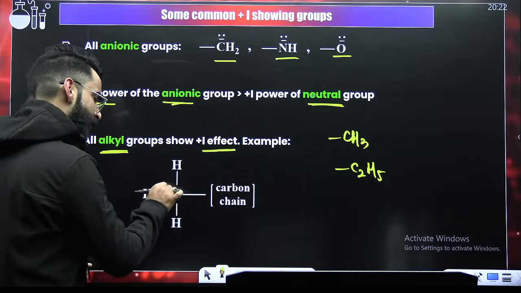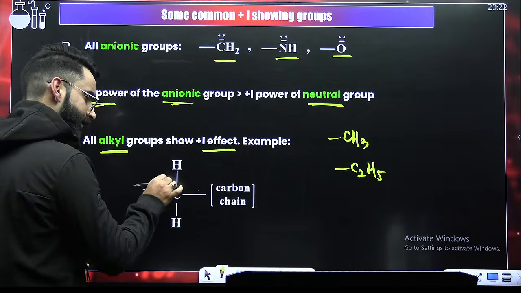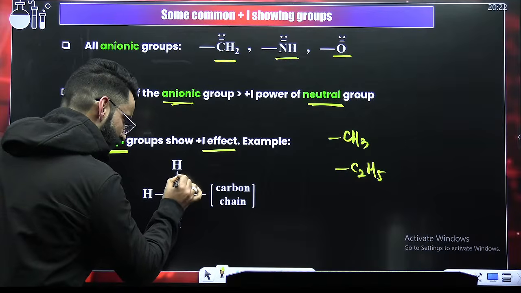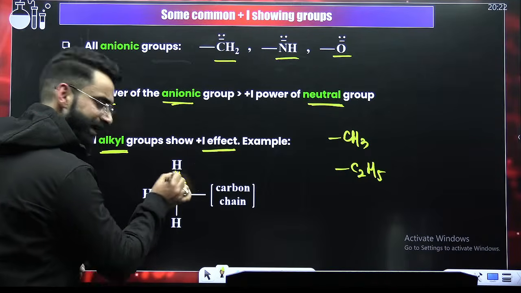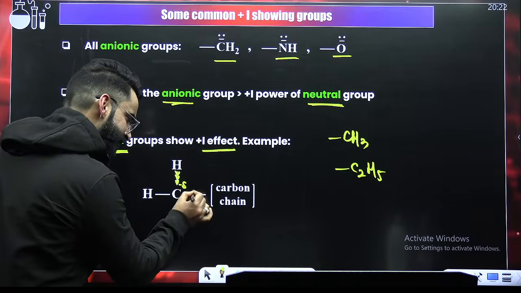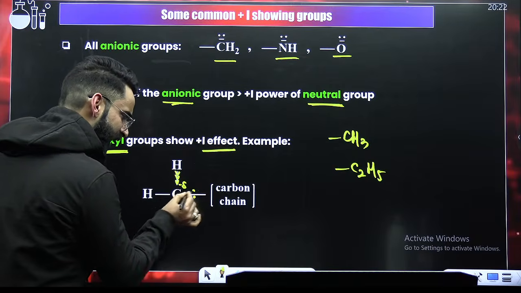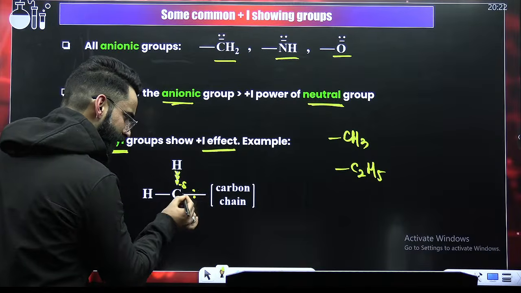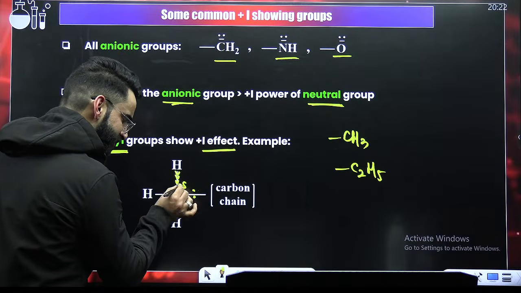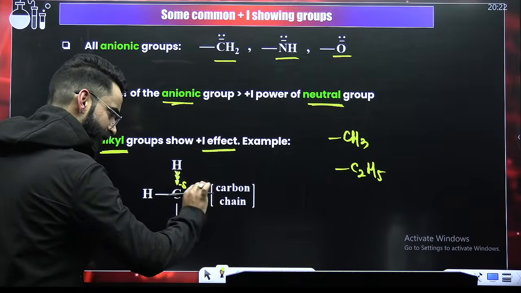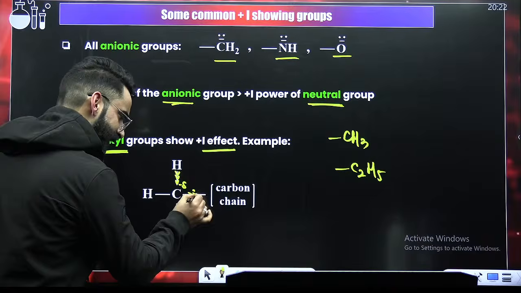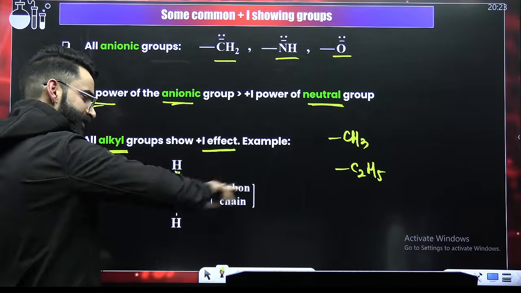See, if you talk about carbon and hydrogen, which one is more electronegative? Carbon. So it will attract this electron density towards itself, due to which this carbon gets delta negative. From all the sides, it's getting delta negative. So this delta negative and the electron pair between this carbon and the carbon of the chain. Now this delta negative will repel this electron pair, due to which this is the direction of transmission of sigma electrons.